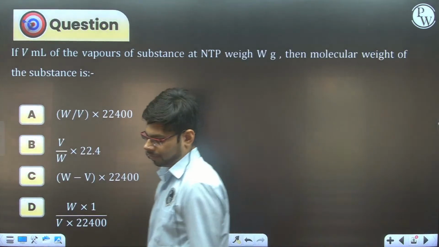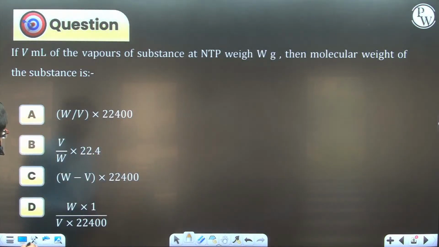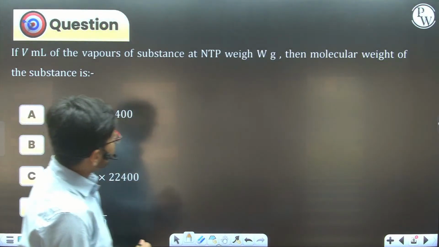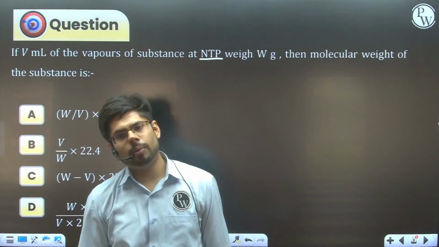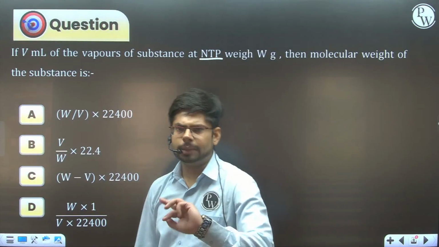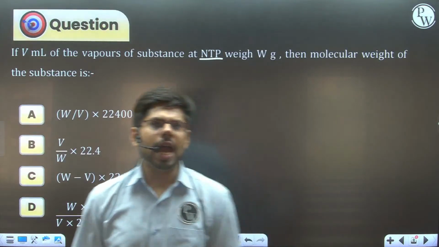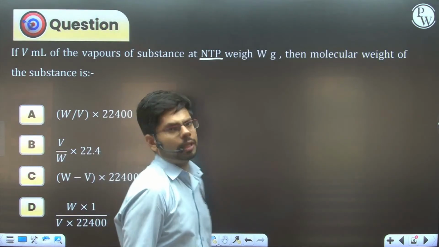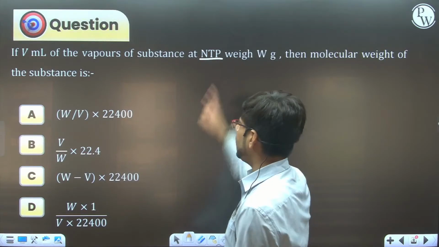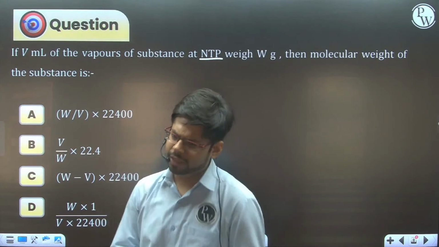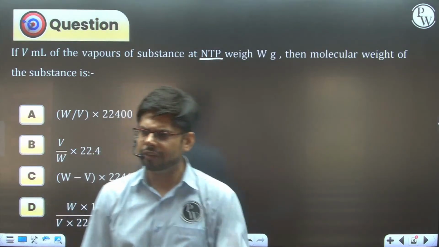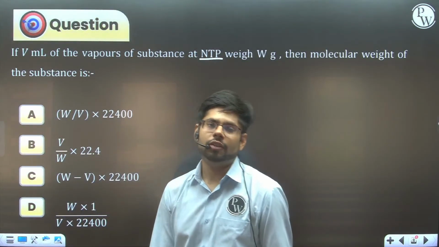Next question. If V mL of the vapors of a substance at NTP, see, even if it is NTP, we can use the formula that we discussed for STP. So for STP and NTP, we will use the same formula, and we have already discussed that it is applicable for a gas. Alright, so V mL of the vapors, that means the volume of the gas at NTP is V mL. They have specified the unit, which means I need to convert it to liters.